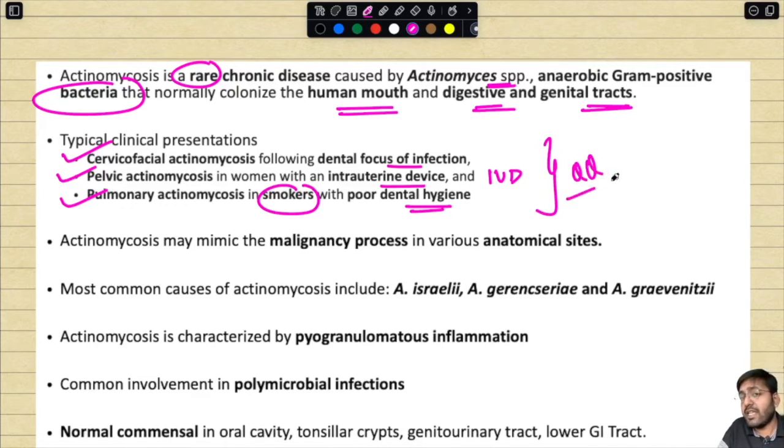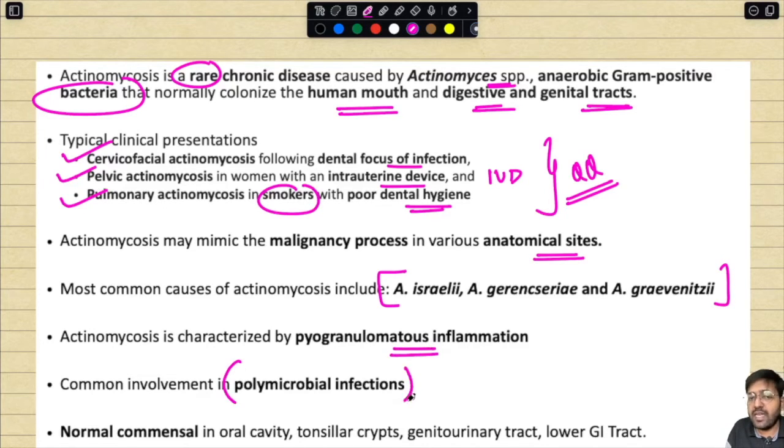Very, very important exam question, viva question. Actinomycosis may mimic a malignancy process in various anatomical sites. The most common causes of actinomycosis are Actinomyces israelii, Actinomyces gerencseriae and Actinomyces graevenitzii. Actinomycosis is characterized by a pyogranulomatous infection, commonly involved in polymicrobial infections, and these organisms are usually normal commensals in the oral cavity, tonsillar crypts, genitourinary tract and lower gastrointestinal tract.